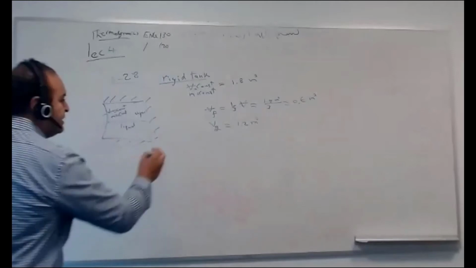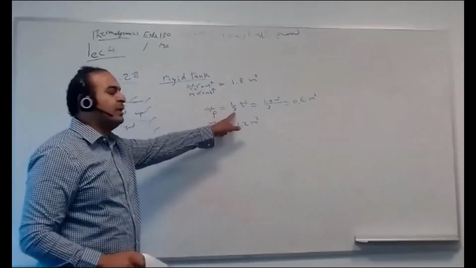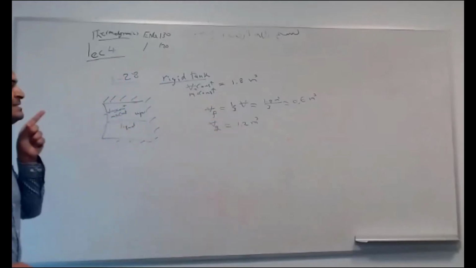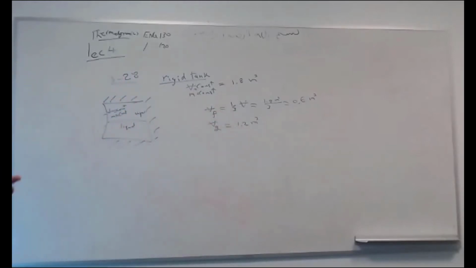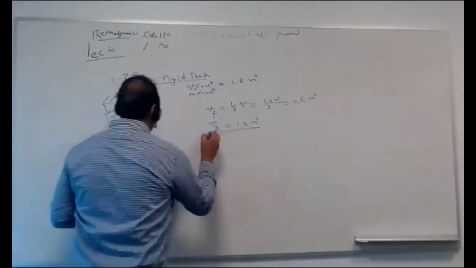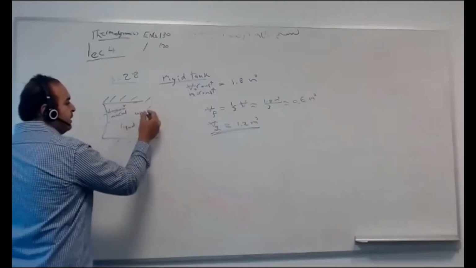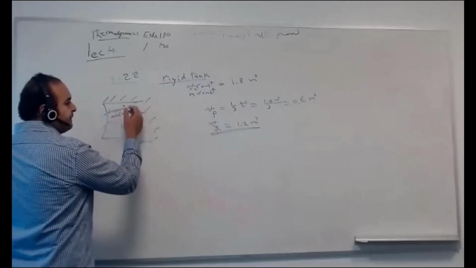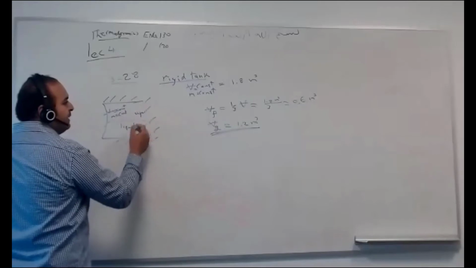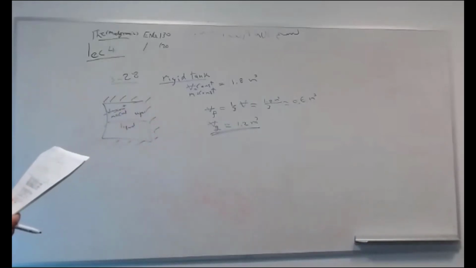This is not quality. Do not divide this by this. Don't say one third is the quality. That's wrong. That's not quality. This is volume based. Quality is mass based. This is vapor. Here we have 1.8 of the volume. 1.2 of the volume is vapor, while 0.6 volume is liquid.